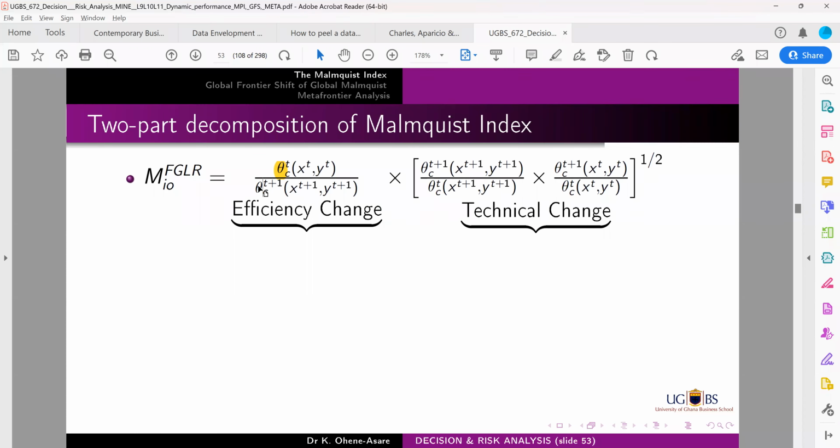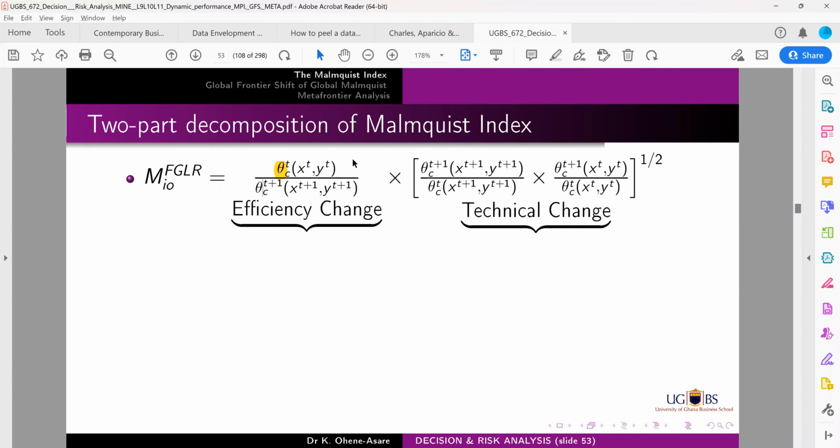So when you estimate the productivity in output orientation, the score you are going to get is going to be progress if it is greater than 1, and it's going to be decline if it is less than 1, unlike under the input orientation. Take note.